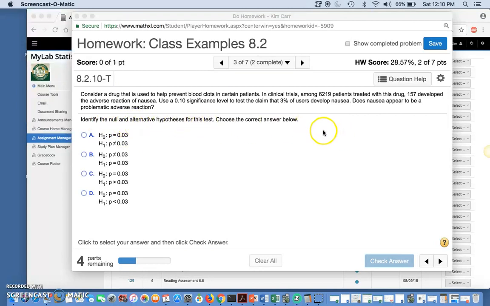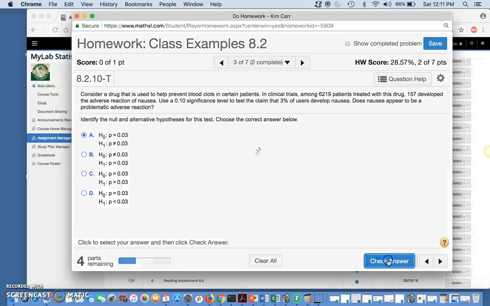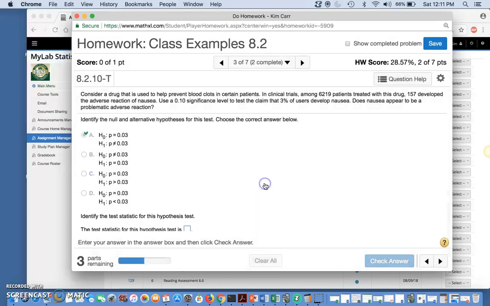Identify the null and the alternative hypothesis of this test. Well, what does it claim? We are testing the claim that 3% developed nausea. So that would be equal and not equal to. It doesn't say more than 3% or less than 3% or at least or at most. So we're using equal and not equal.